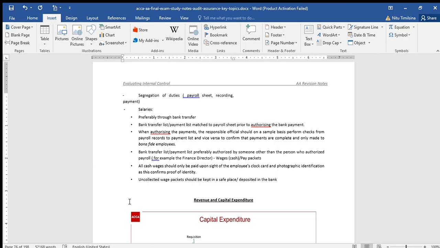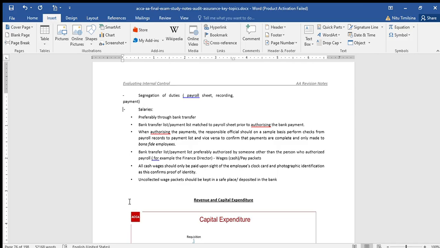Bank transfer payment list preferably authorized by someone other than the person who authorized payroll, for example the finance director. Wages, pay packets: all cash wages should only be paid upon sight of employees' clock cards and photographic identification, as this confirms proof of identity. Uncollected wage packets should be kept in a safe place or deposited in the bank.